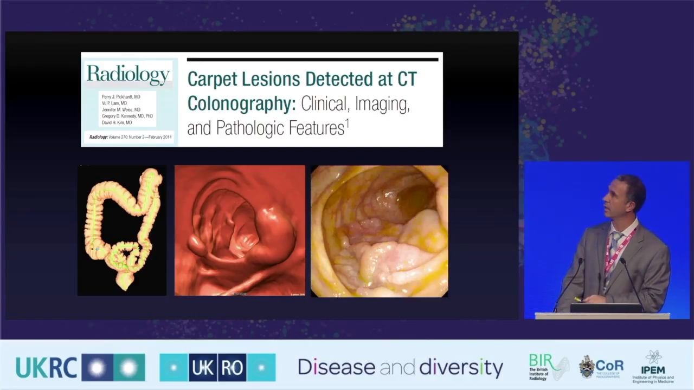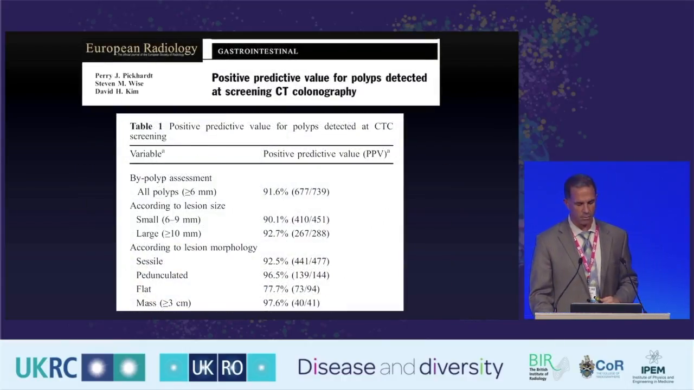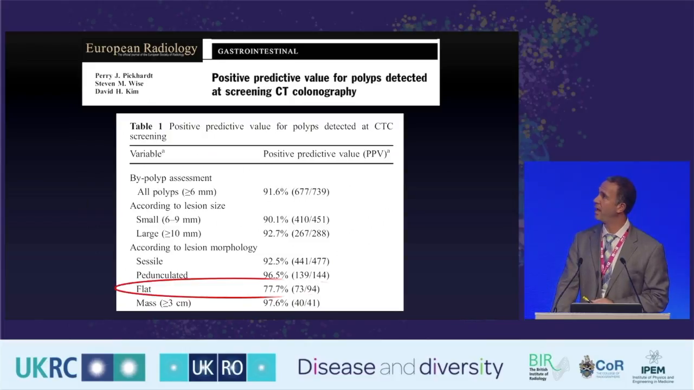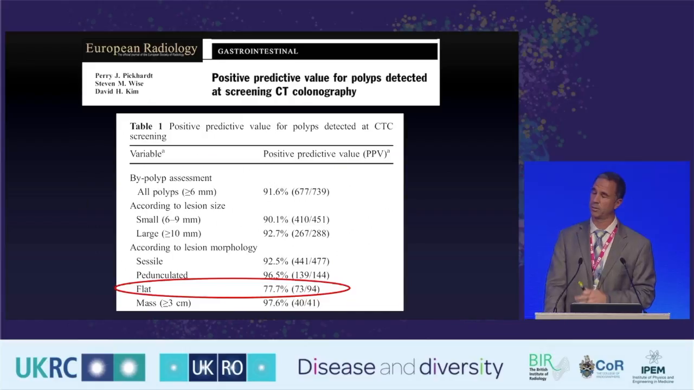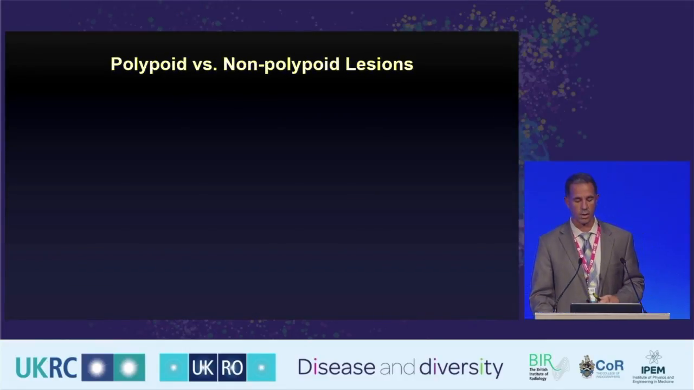Fairly bland looking at colonoscopy, so these are difficult to detect even at colonoscopy, but we tend to find most carpet lesions. And again, positive predictive value, we do over 90% for all lesions 6 millimeters and greater, except for those that are flat. At this point, we fell under 80%. Again, some of those are misses, false negatives, but some of them are our overcalls.